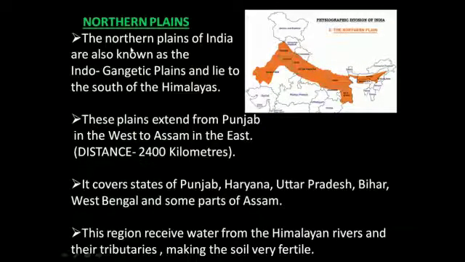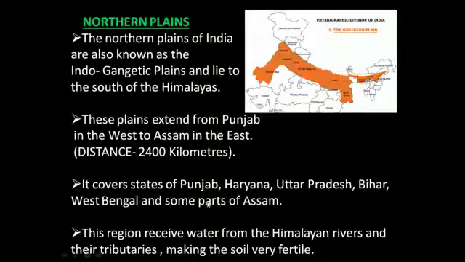First, we will study what the northern plains are. The northern plains of India are also known as Indo-Gangetic plains and lie to the south of the Himalayas. Here you can see this orange colored part. It is the northern plain. It lies south of the Himalayas. These plains extend from Punjab in the west to Assam in the east. It covers a total distance of 2,400 kilometers. So it starts from Punjab in the west and extends to Assam in the east.